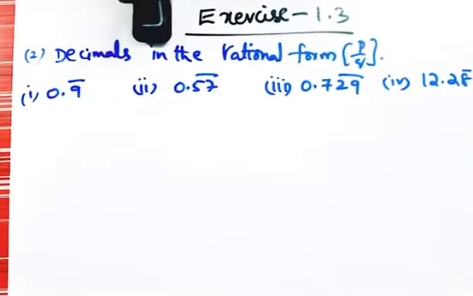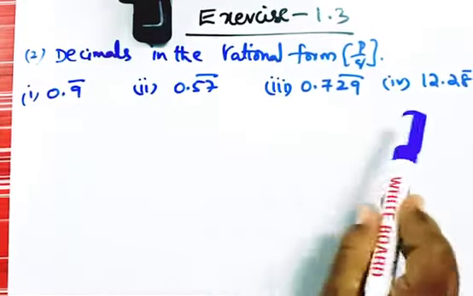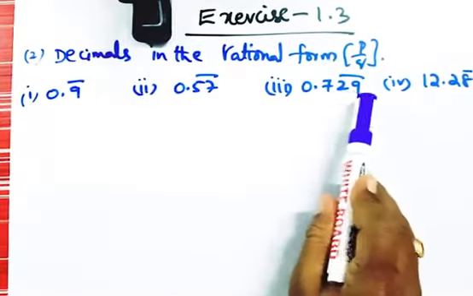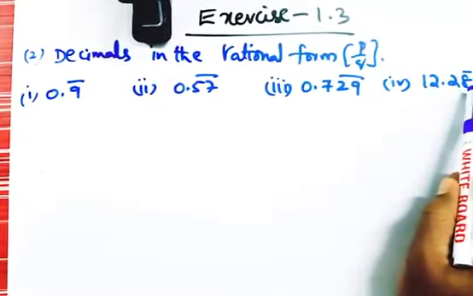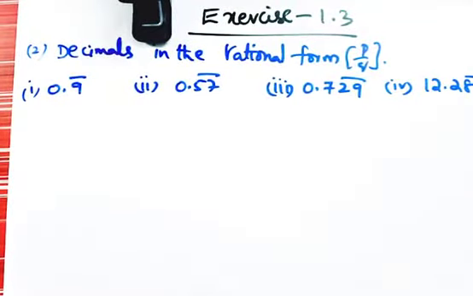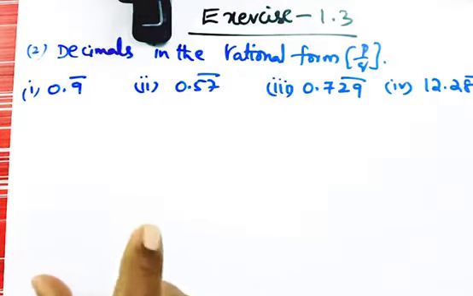Next, we are converting non-terminating repeating decimals into the rational form. Here 0.9 bar is a non-terminating repeating decimal. This one is 27.29 but only 29 is bar, and here 28 is there but only 8 is bar. So these two are called mixed repeating decimals. Both examples I have explained before starting 1.3. I will explain only one problem here, the remaining you should try yourself.